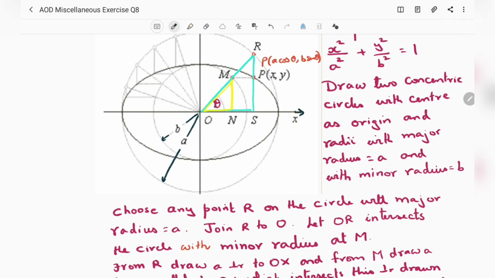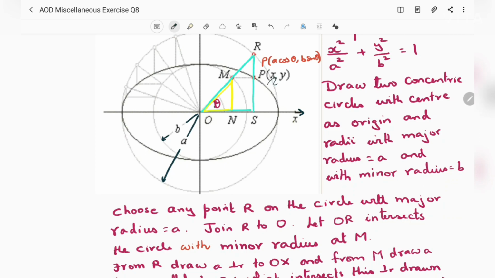Now, from R we drop a perpendicular on the x axis, and from M we draw a line parallel to x axis. Now, this line which is drawn from M intersects RS at point P. So, the coordinates of point P will be (x, y), which is a point on the ellipse. In fact, for the construction of ellipse we do the same process. So, you observe that the coordinates of point P (x, y) is the point on the ellipse.